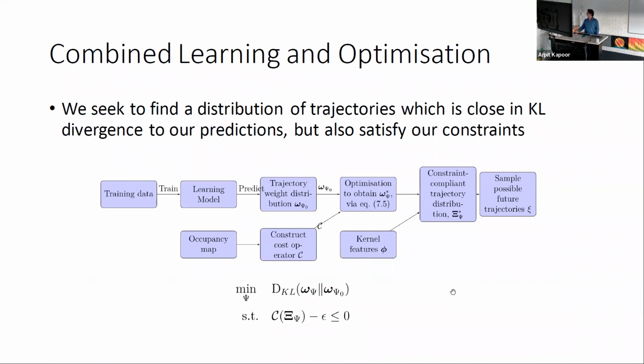So I don't think we have time to go over the framework, but basically it's combining learning and an optimization problem over the distribution of trajectories. We basically try to minimize the KL divergence over the weight distributions, and we set a chance constraint based on some cost operator on the distribution of trajectories.